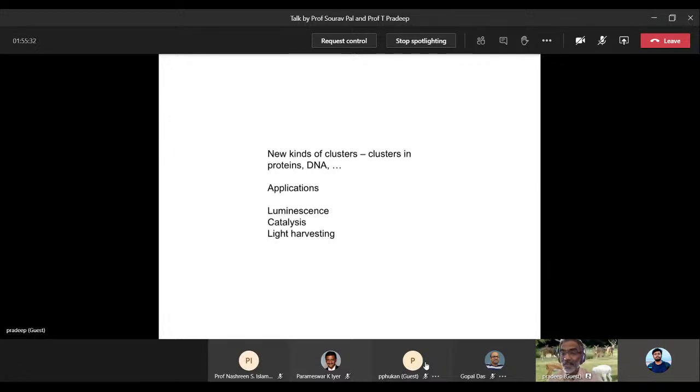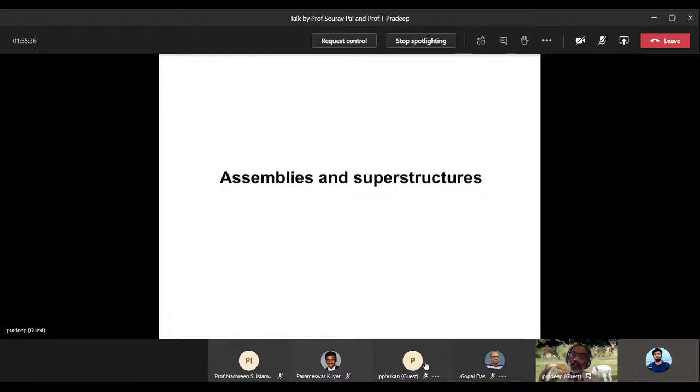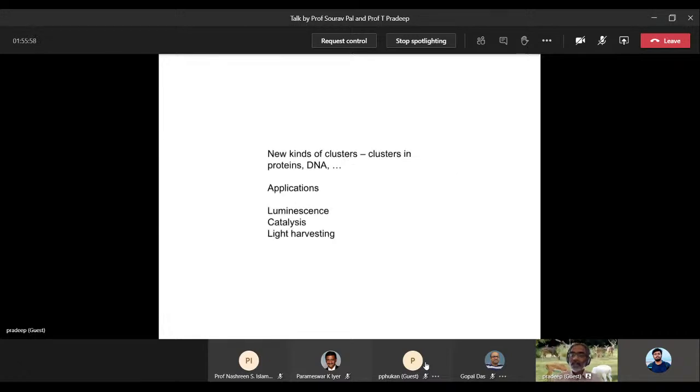Clusters can form assemblies, and I don't have that slide to show you, but take a nanoparticle, let's say a gold nanorod, and decorate it with clusters. We have made such single crystals with clusters assembled around the nanoparticle. Now they have luminescence and plasmonic properties combined together. Why are we making those things? Well, there are a lot of applications.